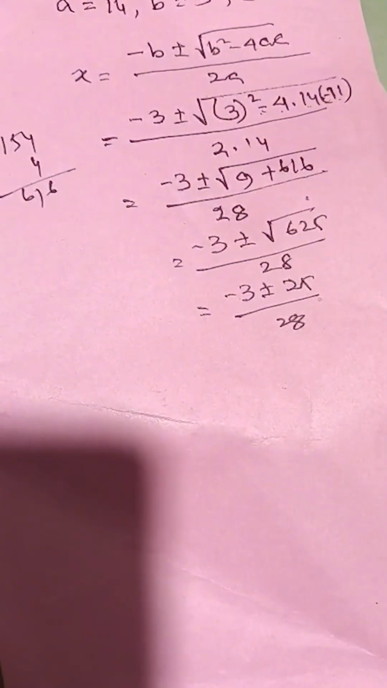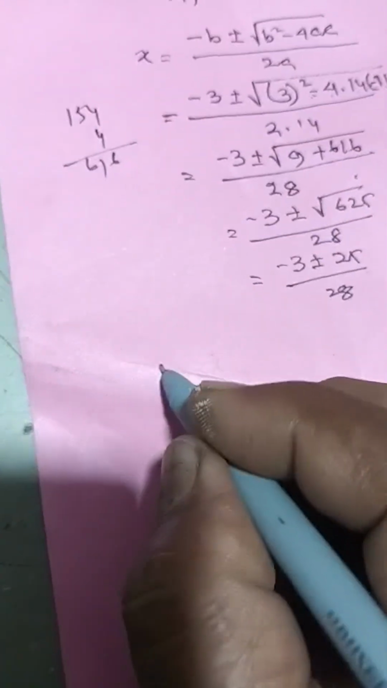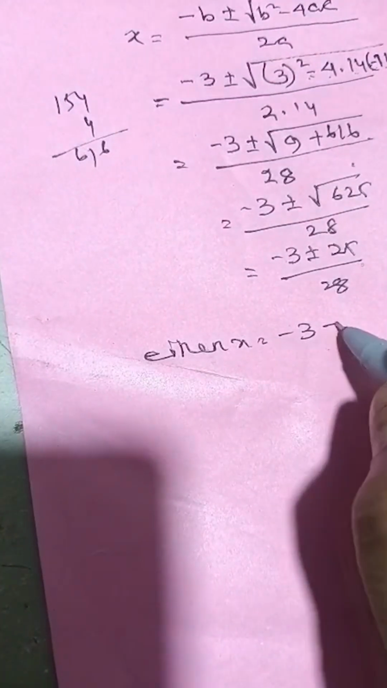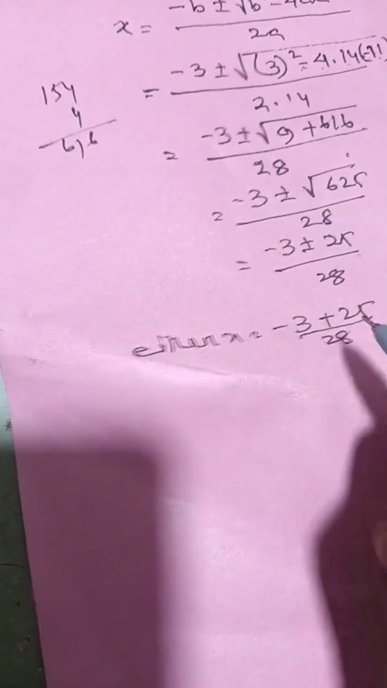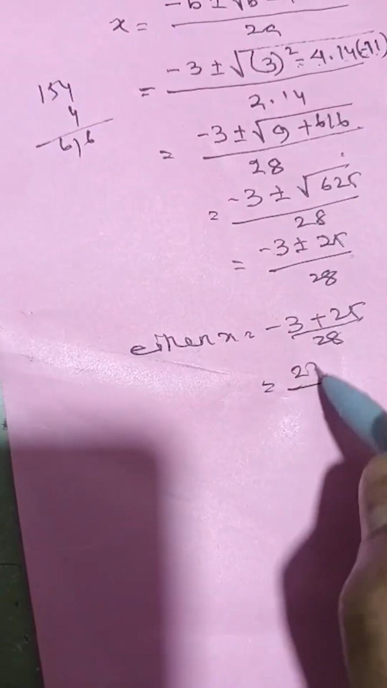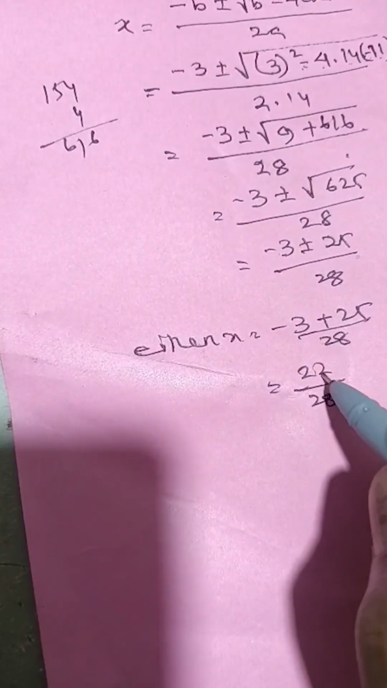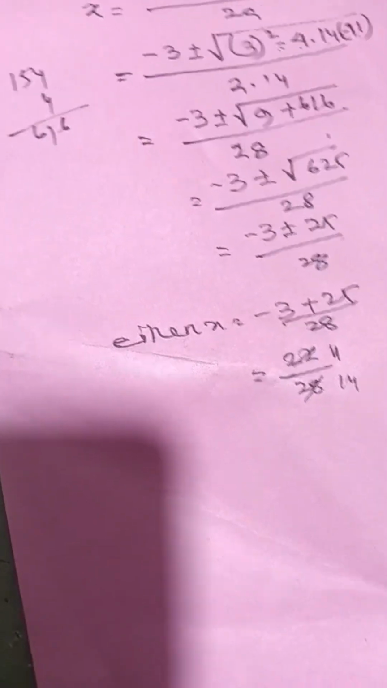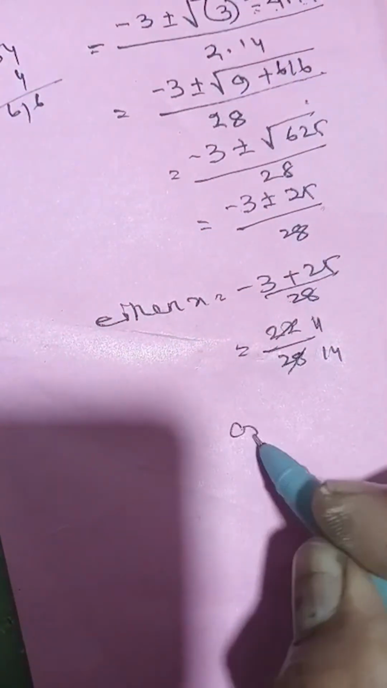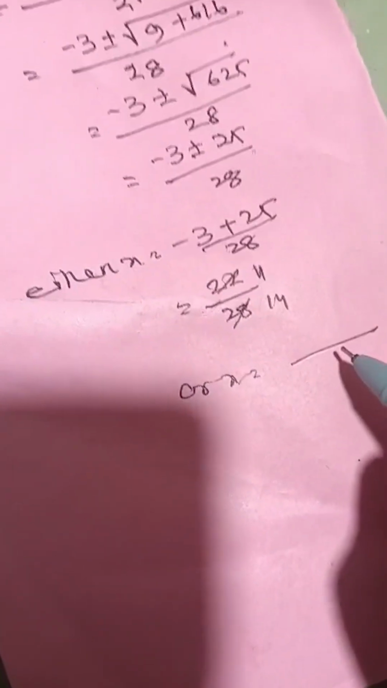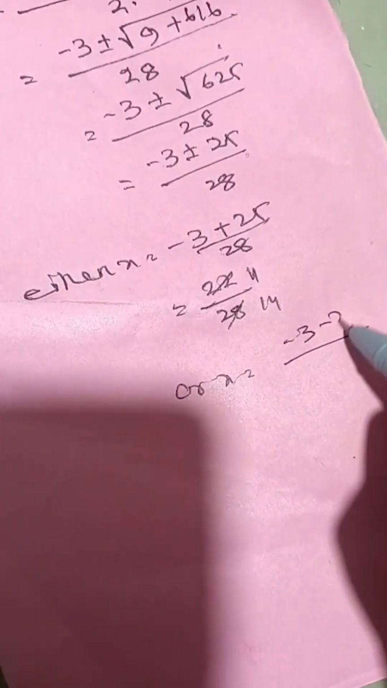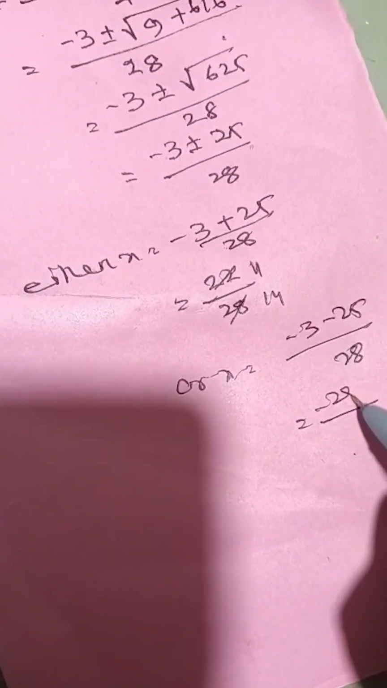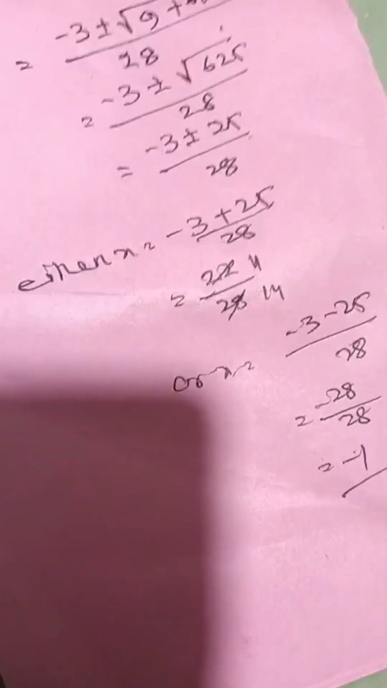So after this you write either, or. Now you write either x equal to minus 3 plus 25 by 28. So the answer will be 22 by 28. 25 minus 3 is 22. So if you cancel, we'll get 11 by 14. Okay. Another one, you write or x equal to minus 3 minus 25 by 28. It can be written as minus 28 by 28, that is equal to minus 1.